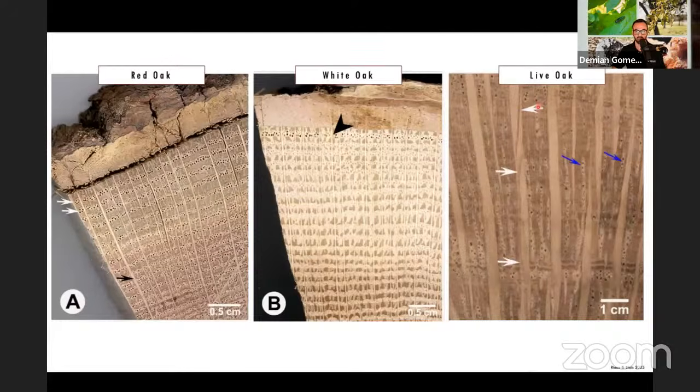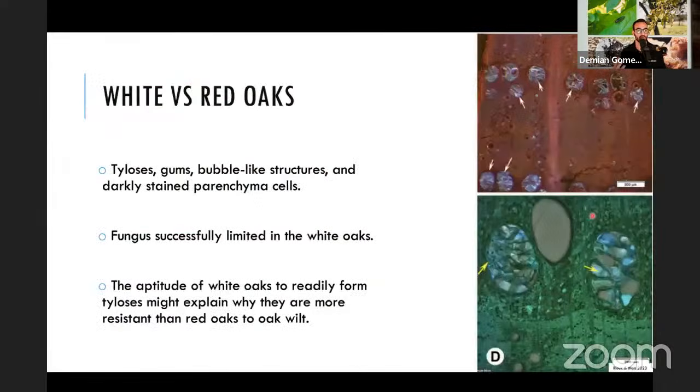In the live oaks, it's what we call semi-porous. It's aggregated vessels here and there, but it's an intermediate situation, right? And that's what we see with the different symptoms and the mortality that we expect as well, right? When you look closely, or in more detail, we have all these different structures. They're called tyloses, or bubble-like structures, that limit the movement of the fungus in some of these groups, for example, in white oaks, right? So that's why we expect different things in different groups of oaks.